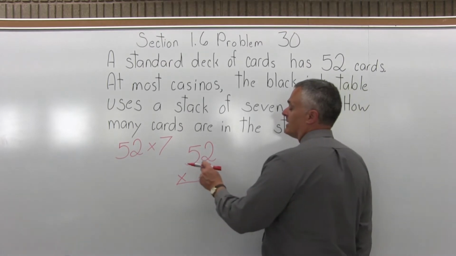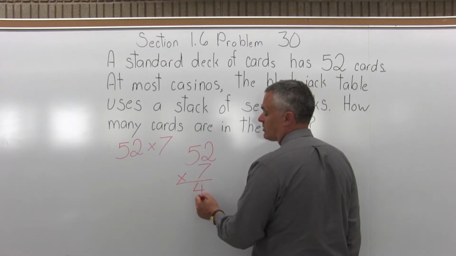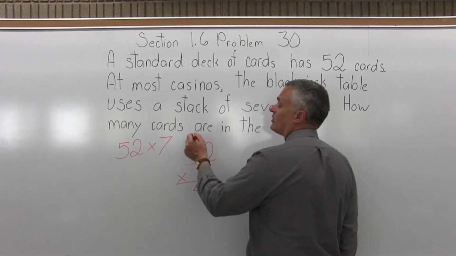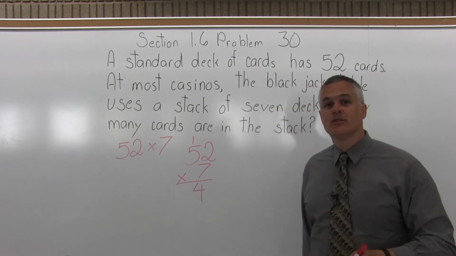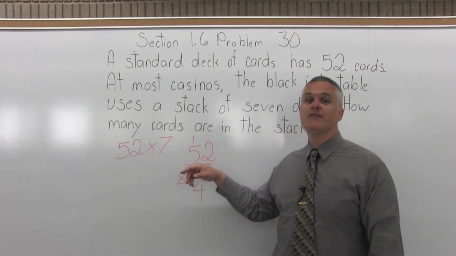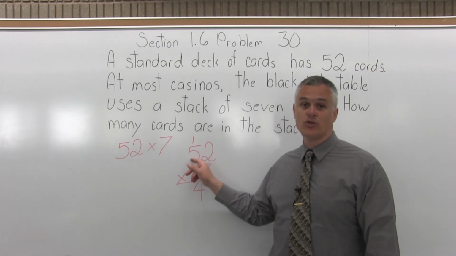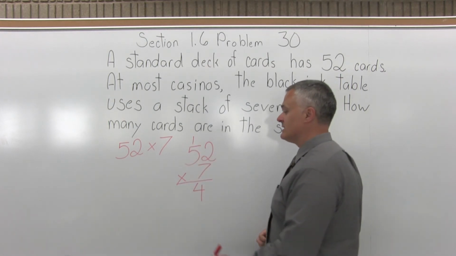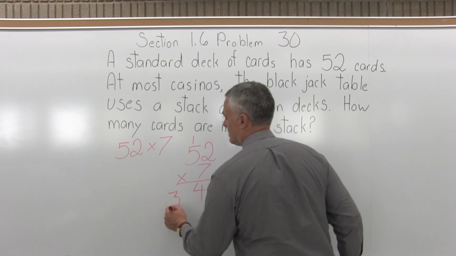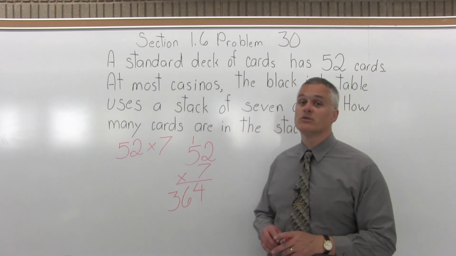And now, 7 times 2 is 14, so I put the 4 from the 14 under the column where I'm multiplying, take the 1 from the 14, carry it to the top of the next column, and then I will multiply 7 times 5 and add the 1 that I carried. 7 times 5 is 35, then 35 plus the 1 that I carried is 36. So the answer is 364.